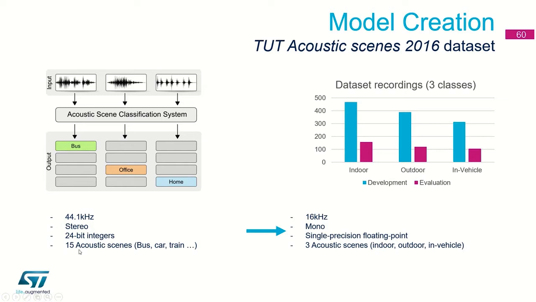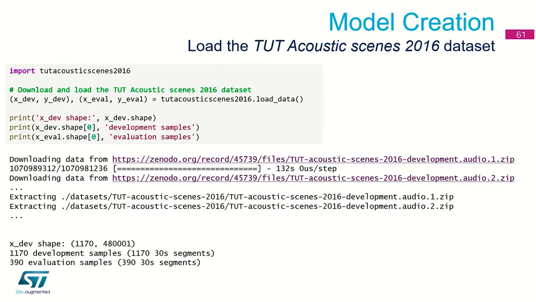They recorded 15 scenes. We need to keep in mind that our micro is limited in terms of computational power. So we decided to decrease the number of acoustic scenes down to three classes: indoor, outdoor, in vehicle. And we also decided to decrease the sampling rate from 44.1 kHz down to 16 kHz, decrease the mode of recording from stereo to mono, and decrease the accuracy of the recordings from 24 bit integers to single precision floating point.